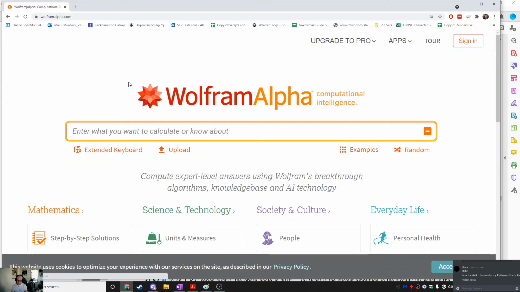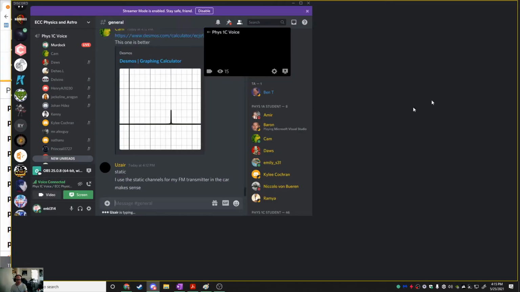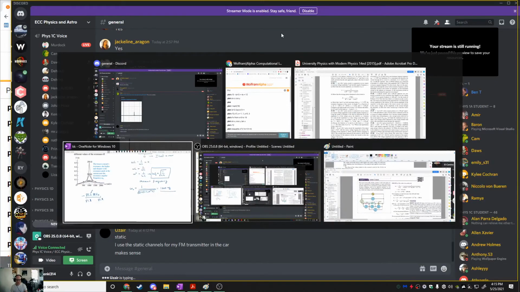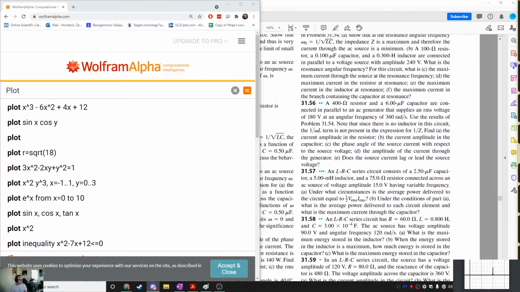Oh, yeah. Okay. So we can plot this function. Here, let's get to where we can actually see what it looks like. No, that's not what I meant to do. Fix this real quick.